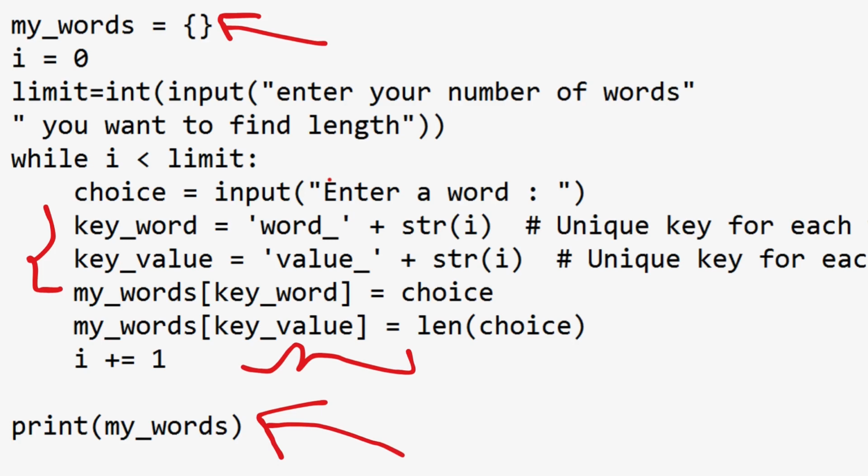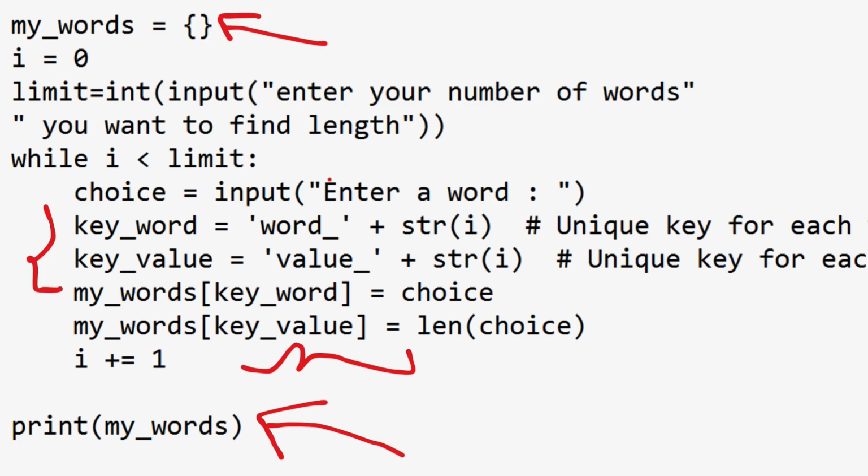So 0 less than 3. The value of i right now is 0, and the limit value we have taken as 3. So 0 less than 3, the condition is satisfied. We are entering inside the while loop, and inside it we have a choice variable where we ask the user to enter a particular word. For example, here I am entering cat, and now the choice variable refers to the value cat.